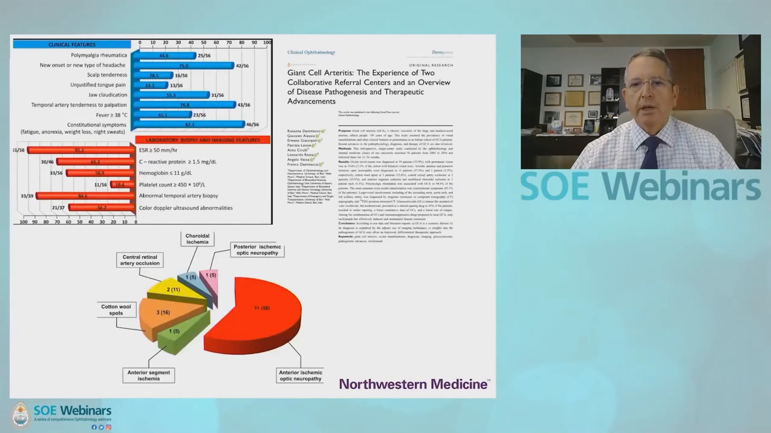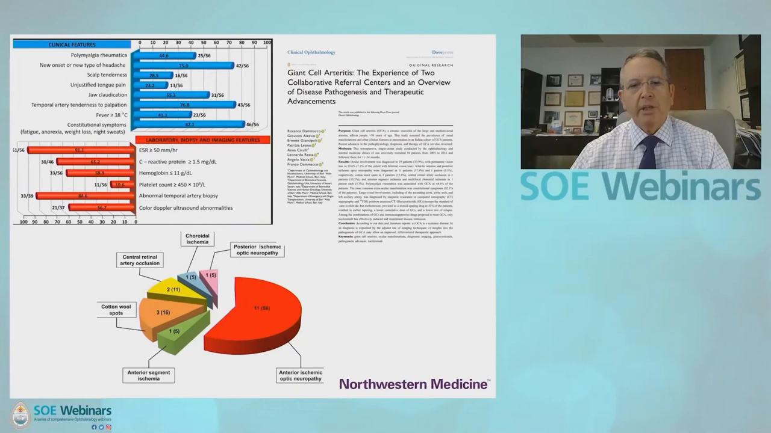Here's a nice and recent summary paper about the various findings and symptoms in a cohort of giant cell arteritis patients. You can take a minute and look carefully at these slides in terms of the prevalence of the symptoms, but you can see that things like the new onset of headache and scalp tenderness, temporal artery tenderness, those are present in a significant number of patients in the 70 to 80% range. In this particular series, interestingly, about 40% reported fever. So a fever of unknown origin in an older patient is an important symptom to consider.